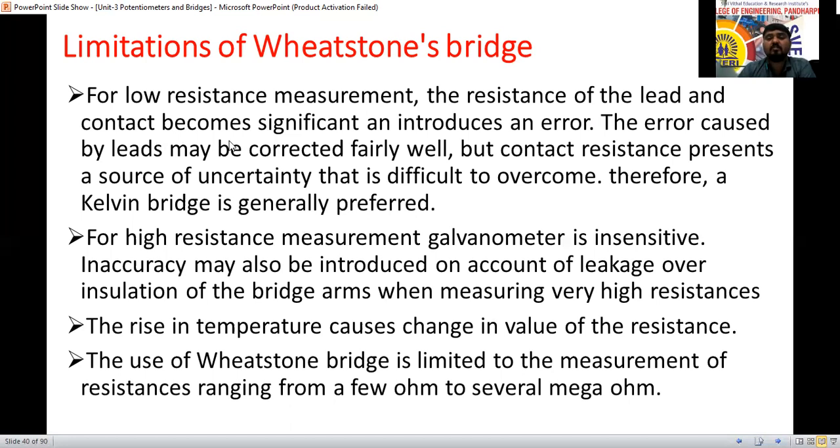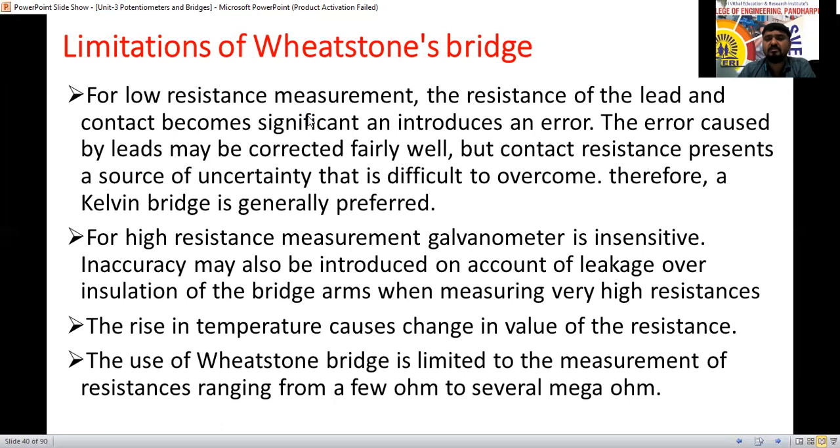This one is not applicable for low resistance because there are contacts. From P to S we are connecting, and R to S we are connecting, galvanometer connecting leads we are using, and contacts, some pins we are using here. So each thing has some resistance. It will affect low resistance, meaning a very small value we have to measure, but the contact has some resistance, the lead has some resistance, and it will cause an error. We will not get the exact required value because of contact resistance and lead resistance. So the Wheatstone bridge is not applicable for measuring low resistance. For that reason Kelvin derived one more circuit for the measurement of low resistance.